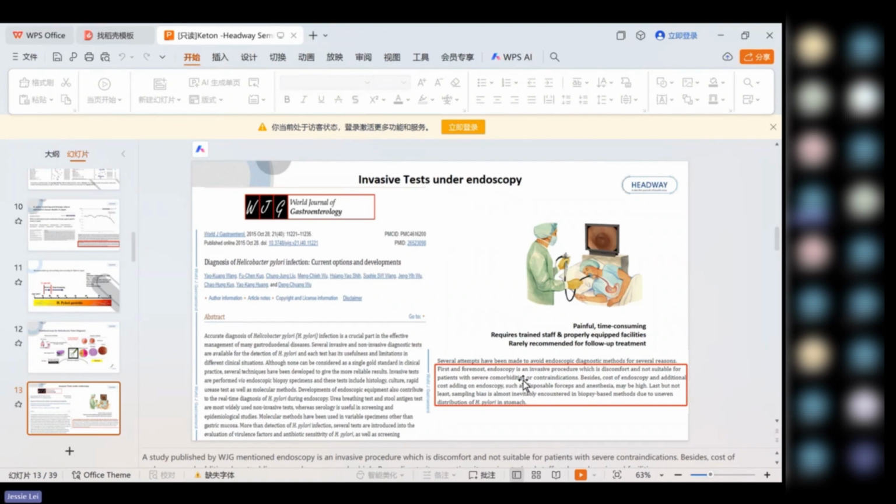Regarding endoscopy operation, it requires trained staff and well-equipped facilities. So most primary health facilities cannot use endoscopy because their infrastructure is not good enough.